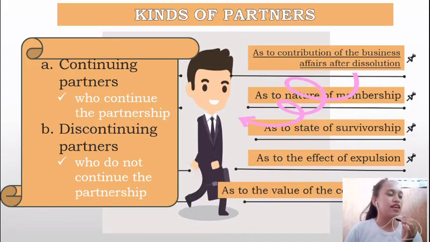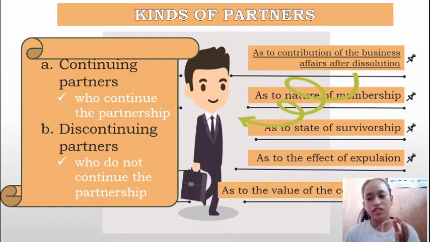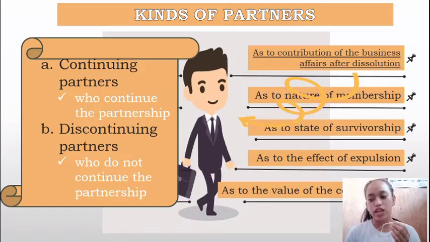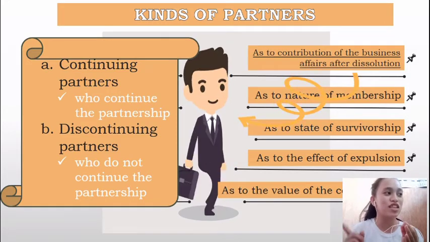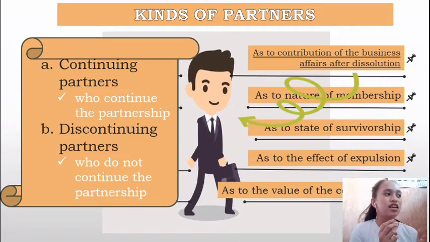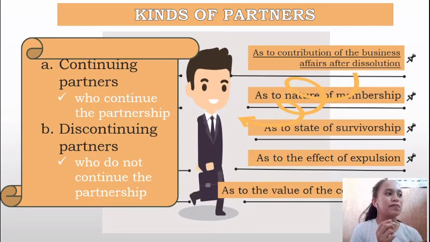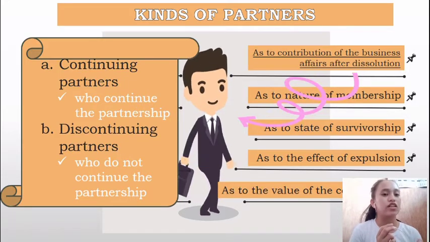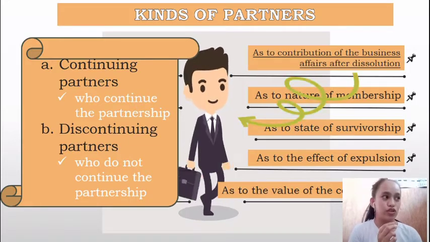It could be the continuing partner and the discontinuing partner. The continuing partners are those who continue the partnership after the dissolution. The discontinuing partners are in contrast to the continuing partners. The continuing partners are the ones who continue the partnership, while the discontinuing partners are the ones who do not continue the partnership after the dissolution.